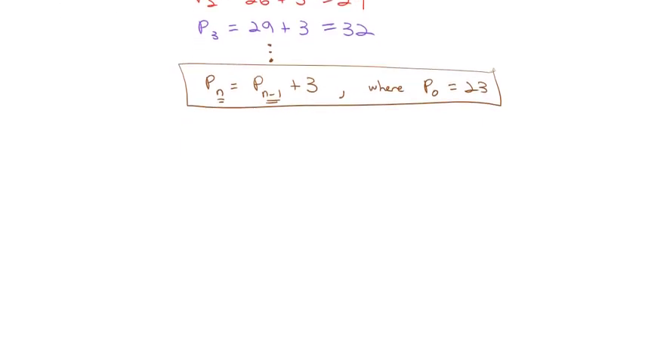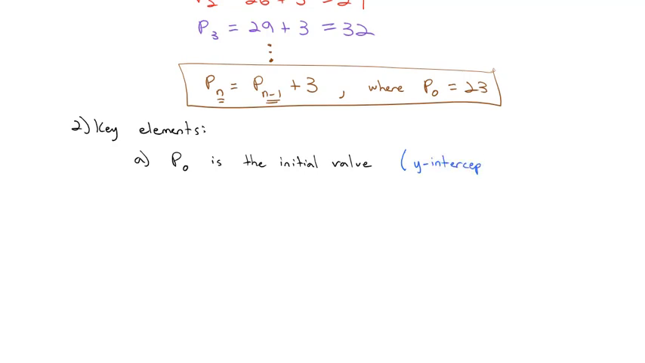Just to clearly define, there are some key elements in this formula. First key element is p sub 0 always must be defined. It is the initial value. It's where the recursive relationship starts. We actually saw this all the way back in Math 98 in our pre-college math classes. The starting initial value in a linear relationship we called the y-intercept. That value where it starts.